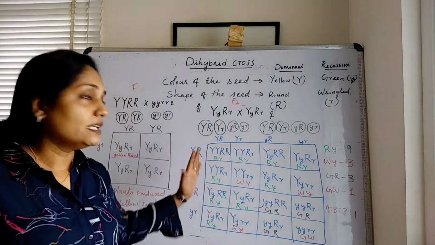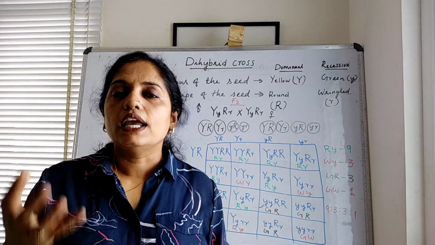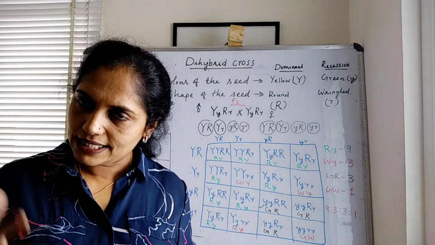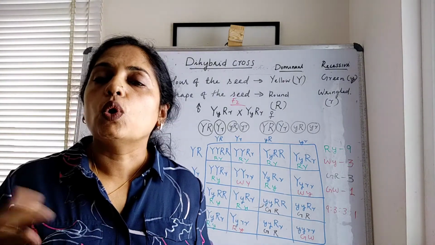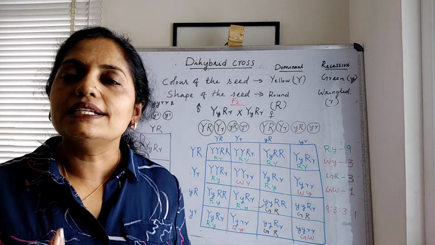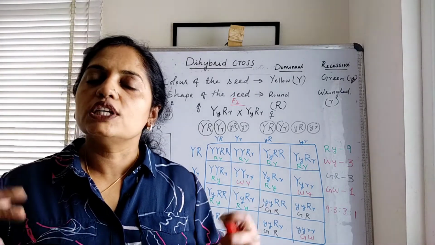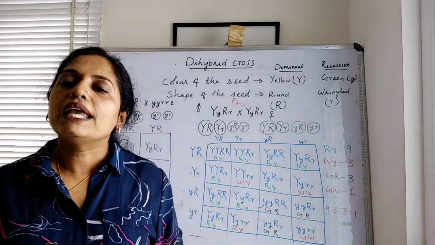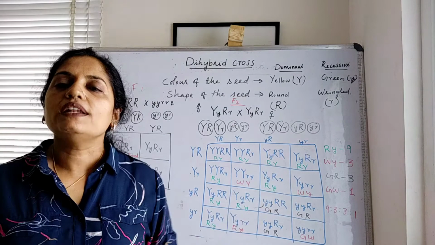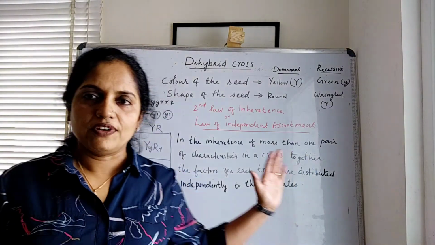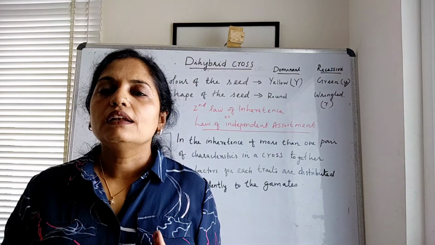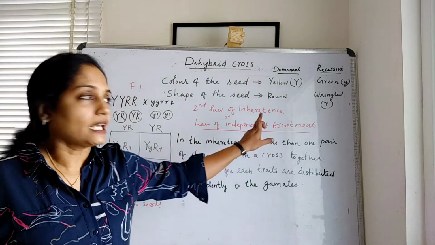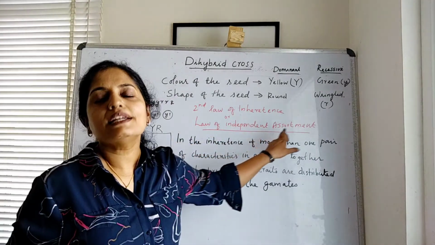These characters act independently in the subsequent generation. That means there is no rule that always yellow colored seeds are round, and at the same time there is no rule that all the green colored seeds are wrinkled, because these 2 characters are independent traits, and they behave independently in the subsequent generation. From his observation in the dihybrid cross, Mendel formulated his second law of inheritance, otherwise called the law of independent assortment.